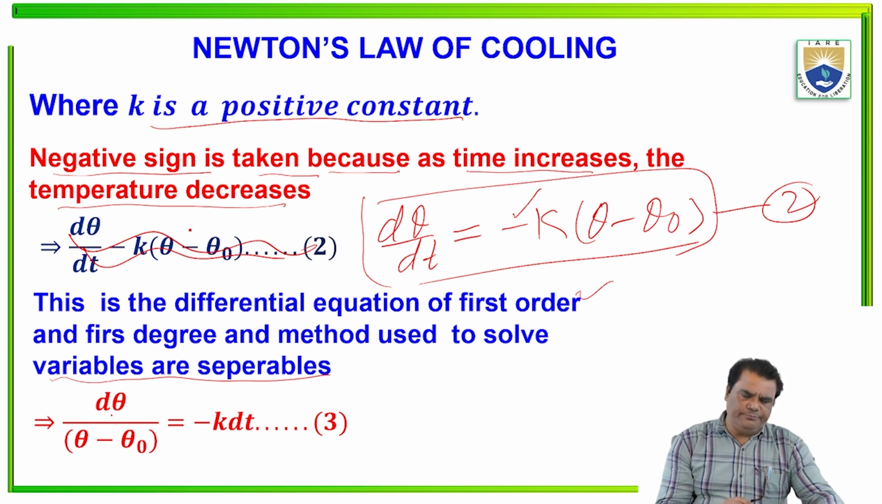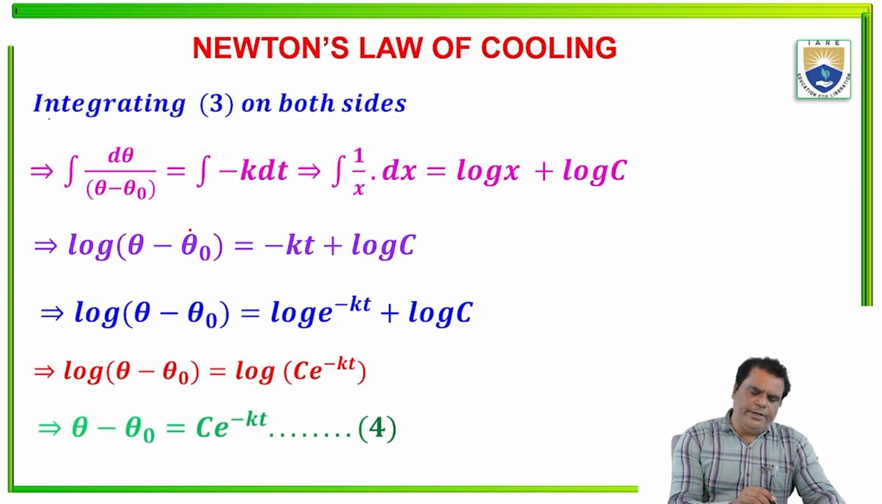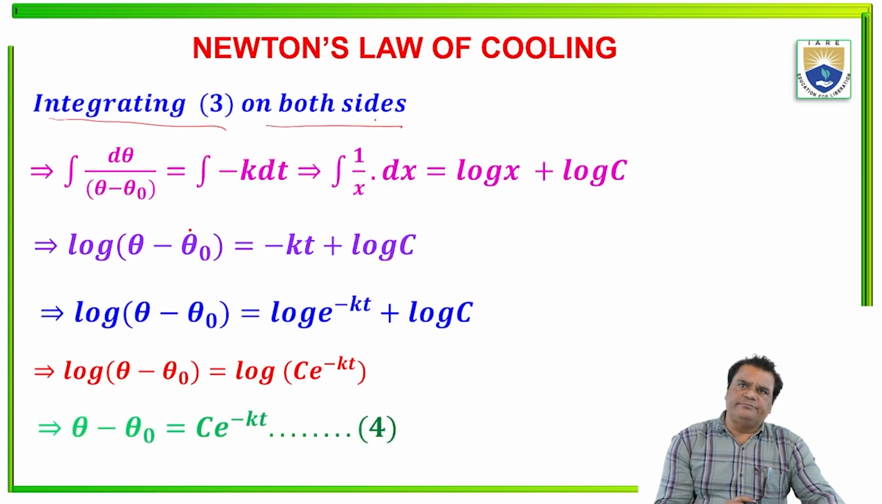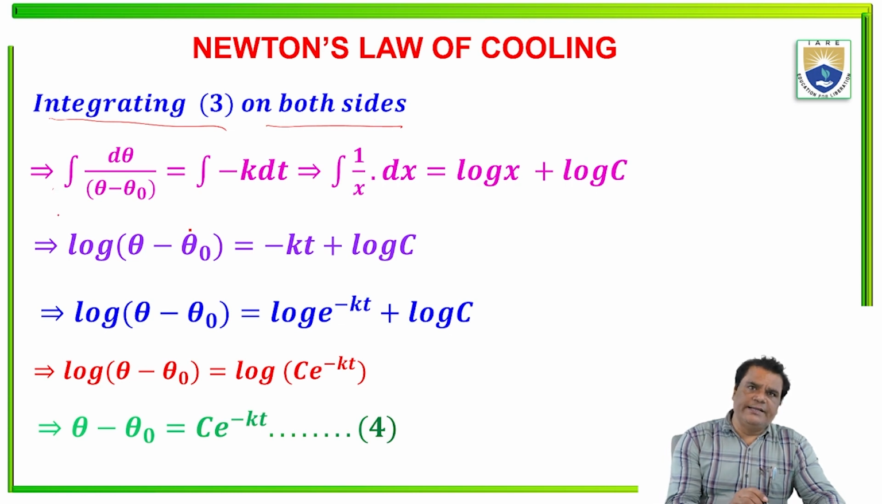So here, writing d theta upon theta minus theta naught equals minus k dt. This is a function of theta only, and this is a function of t. This is equation 3. Integrating 3 on both sides, the integration of d theta upon theta minus theta naught equals the integration of minus k dt.